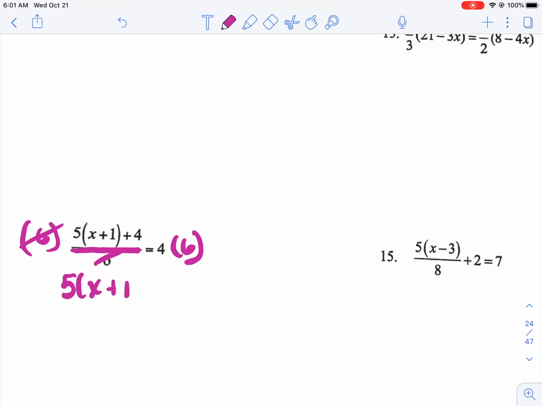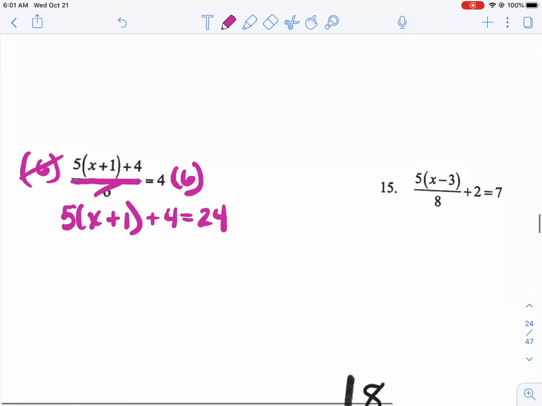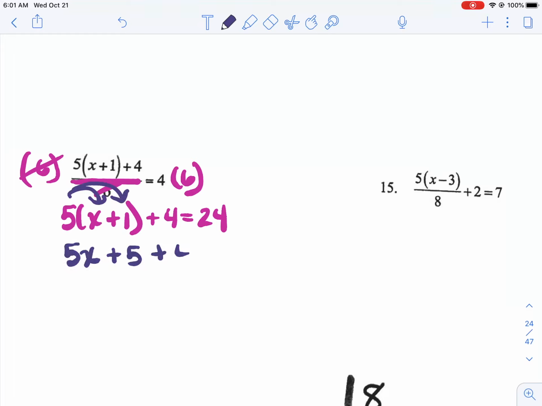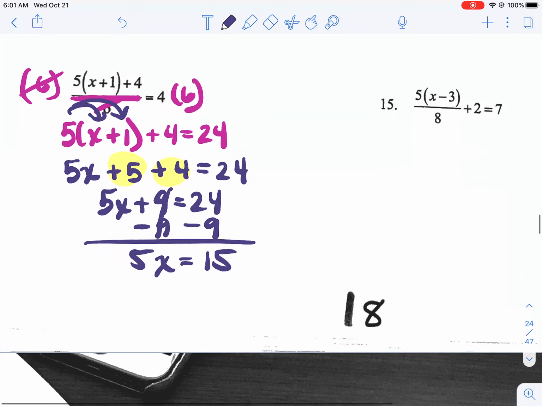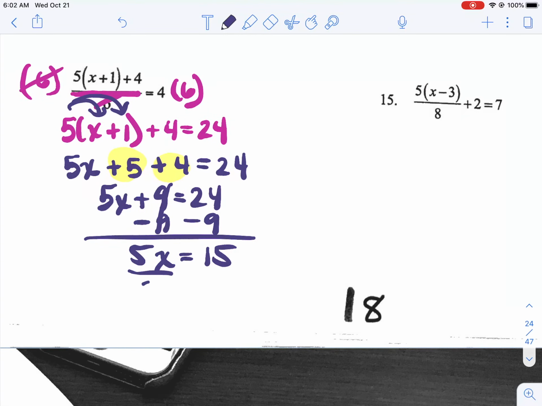I'm left with 5x plus 1 plus 4 equals 24. Okay, and then let's distribute. So 5x plus 5 plus 4 equals 24. All right, and then I see we have two whole numbers here, so let's combine those. We'll take away 9 from both sides. So 24 minus 9 gives us 15. Divide by 5, x is 3.